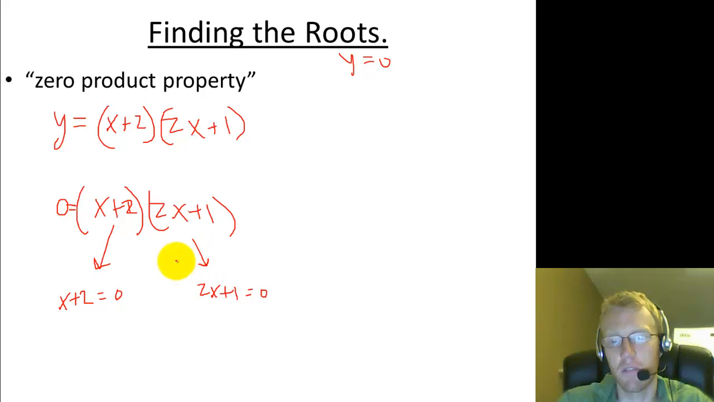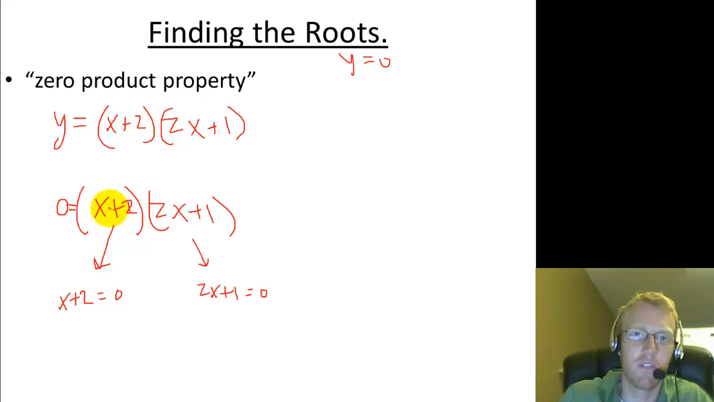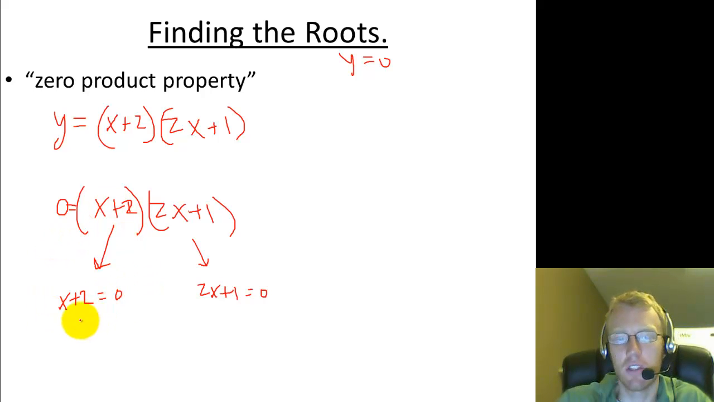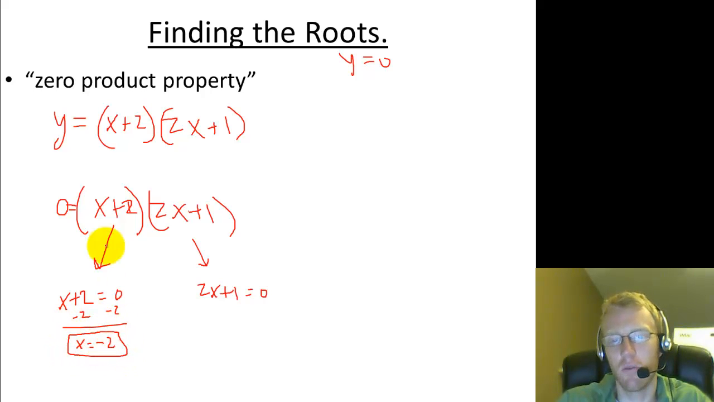But at least one of these two things has to be 0, otherwise there's no way that the product of the two would be 0. So if you solve this equation that you get here, you subtract 2 from both sides, you get x equals negative 2. So this is actually the reason why the root is the opposite sign of whatever number you have right here. It's because the value has to equal 0 overall. So we always ask, what number would you plug in to make it 0? So if you have x plus 2, the number you plug in to make it 0 is negative 2, because negative 2 plus 2 is 0, and you multiply by 0, you get 0.